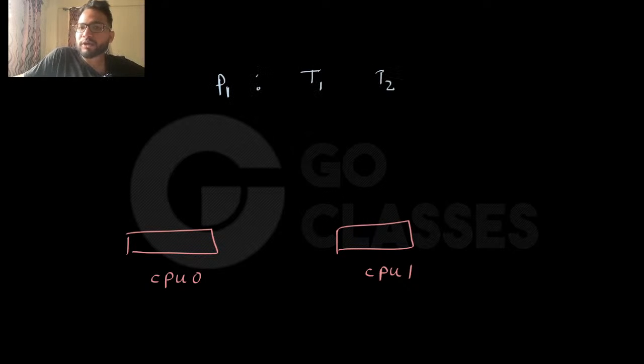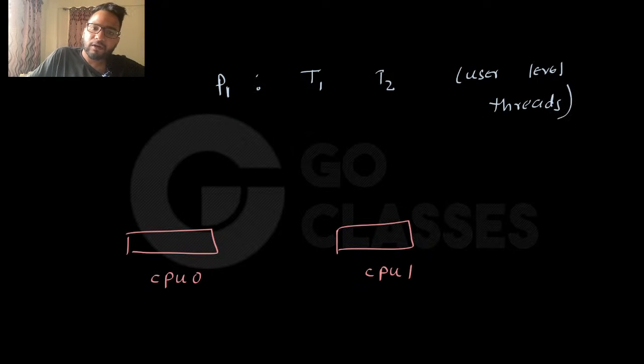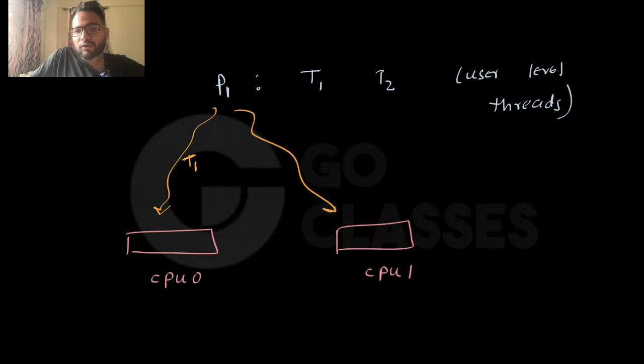Now consider the scenario where I do have two CPUs, let's suppose this is CPU 0, this is CPU 1. There are two CPUs and there is just one process that is having, let's suppose, T1 and T2 user level threads. Now tell me, if I am running this P1 on some CPU 0, then let's suppose that currently I am running T1 only. Now tell me, at the same time, can I run T2 on CPU 1?